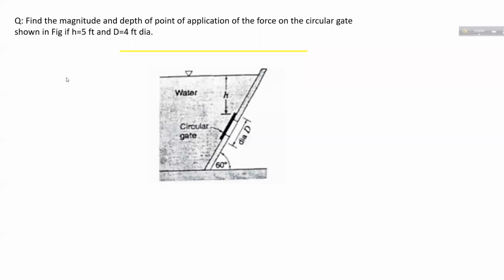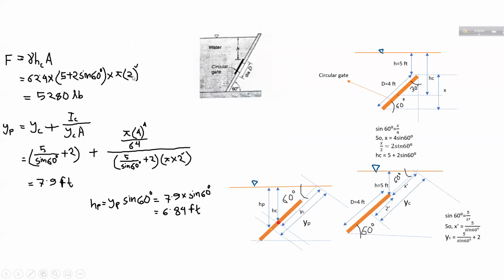So let's start the calculation. The formula for pressure force F is equal to gamma HC A. Gamma is the specific weight of water, which is equal to 62.4 pounds per cubic foot. What is area? Area is equal to pi r square, because this is a circular gate. As the diameter is 4 feet, r is equal to 2 feet.